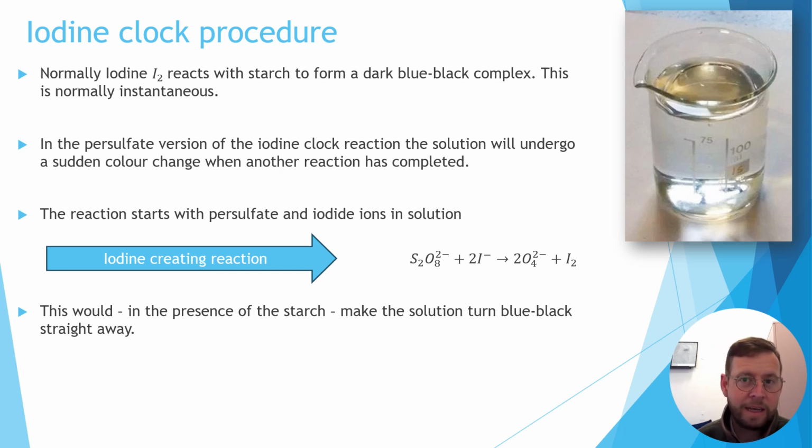Now, this is because there is iodine reacting with starch, and we all know from biology that the test for starch is we add some iodine, it'll go blue-black. Now, if I put starch and iodine in this beaker together, it would go blue-black straight away. But what we can do is add another chemical that delays that process. So let's just talk through the reaction first.